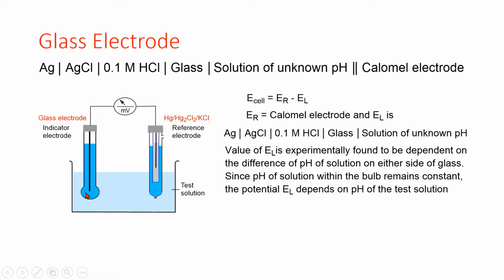As the pH of the solution inside the glass electrode is constant, the potential of glass electrode depends on the pH of the test solution. Potential of glass electrode is equal to standard potential of glass electrode minus RT by F natural log H ion concentration. It can be written by this relationship, that is potential of glass electrode is dependent on the pH of the solution.